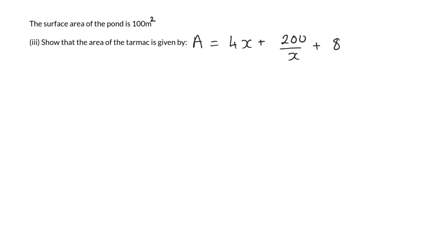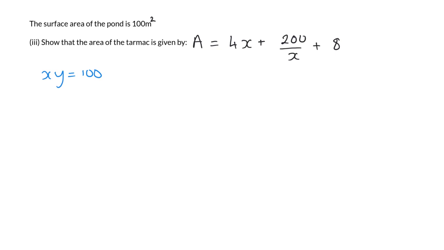Our next part then says the surface area of the pond is 100 meters squared. Show that the area of the tarmac is given by A equals 4x plus 200 over x plus 8. So let's take the first statement. The surface area of the pond is 100. We said in part one that the area of the pond was xy, so we can write that xy equals 100.